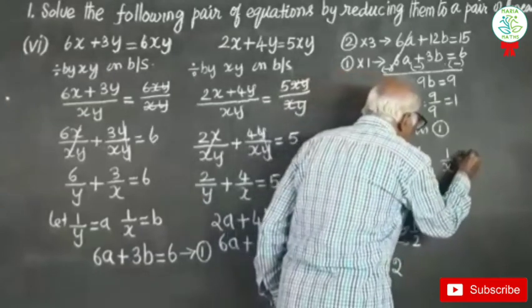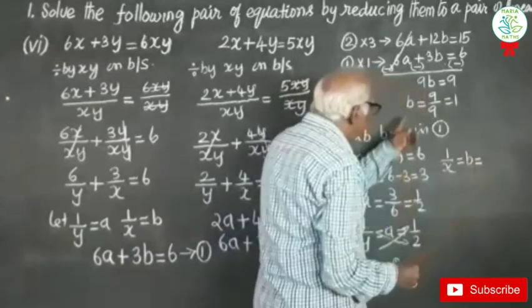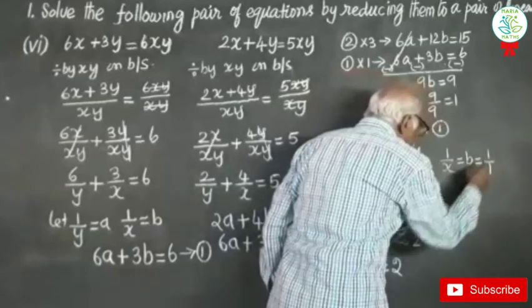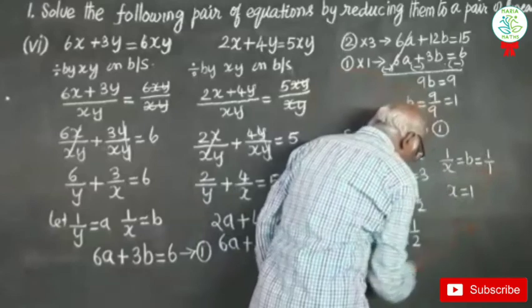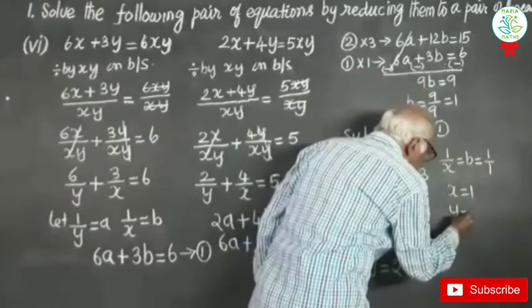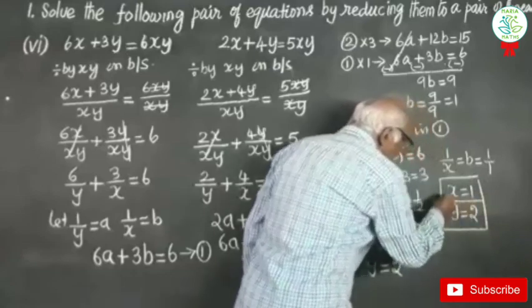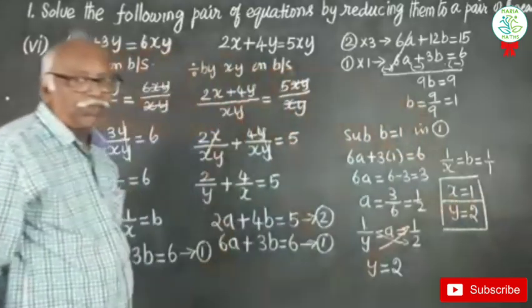1 by x is equal to b. What is b? b equal to 1, 1 by 1. 1 into 1, 1, x into 1, x. x is equal to 1. x is equal to 1, y is equal to 2.